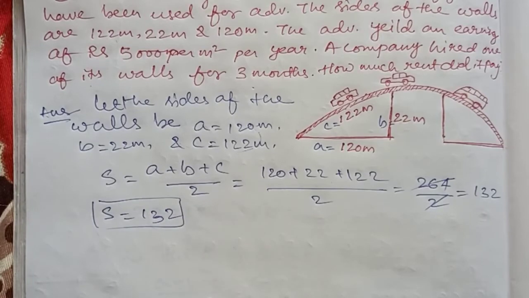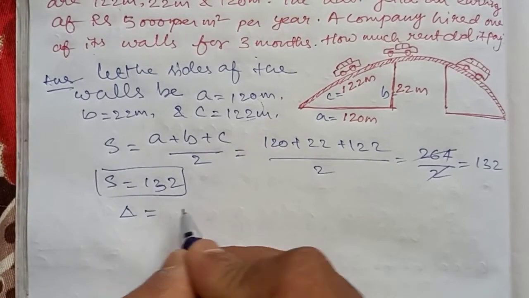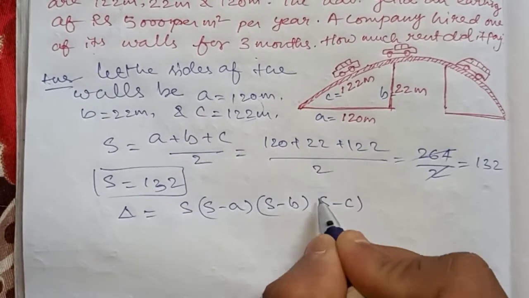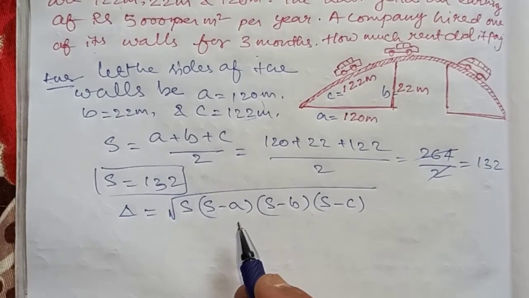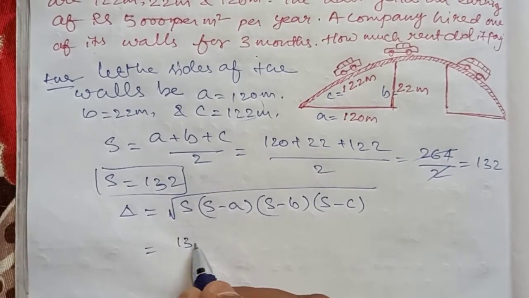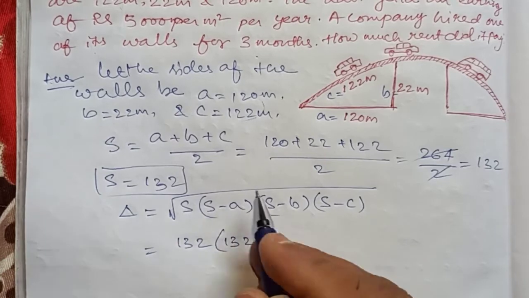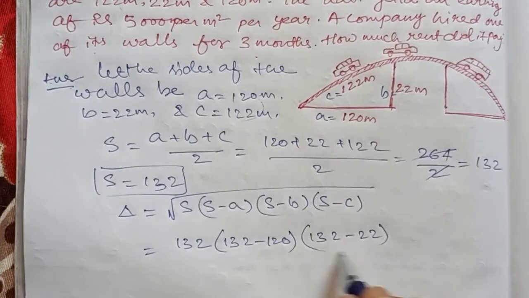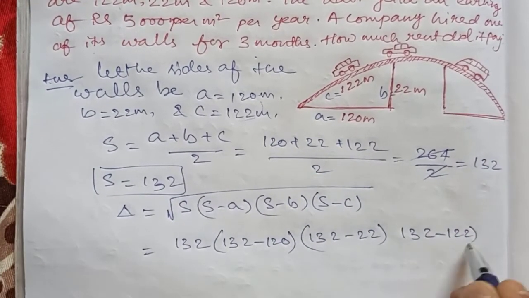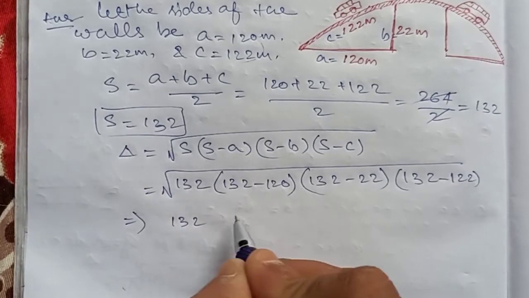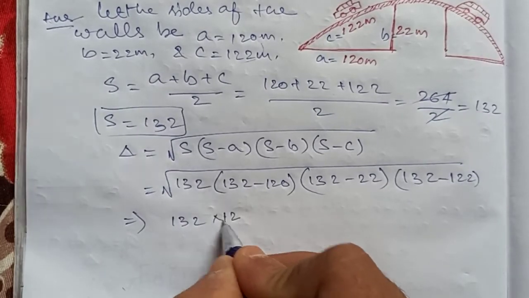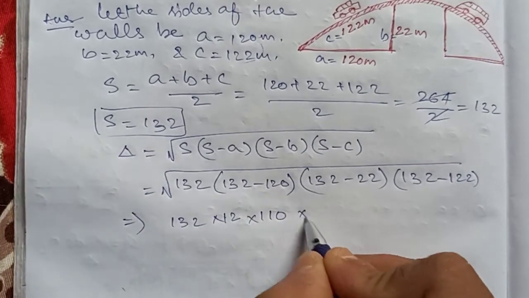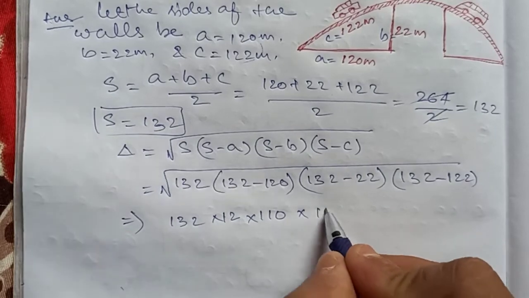Okay, now we will use the Heron's formula. Area equals square root of S into (S minus A) into (S minus B) into (S minus C). This is the Heron's formula. What is S? 132. 132 minus A, that is 120; again 132 minus 22; again 132 minus 122. This S is as it is 132. 132 minus 120 is 12, into 132 minus 22 is 110, into 132 minus 122 is just 10.